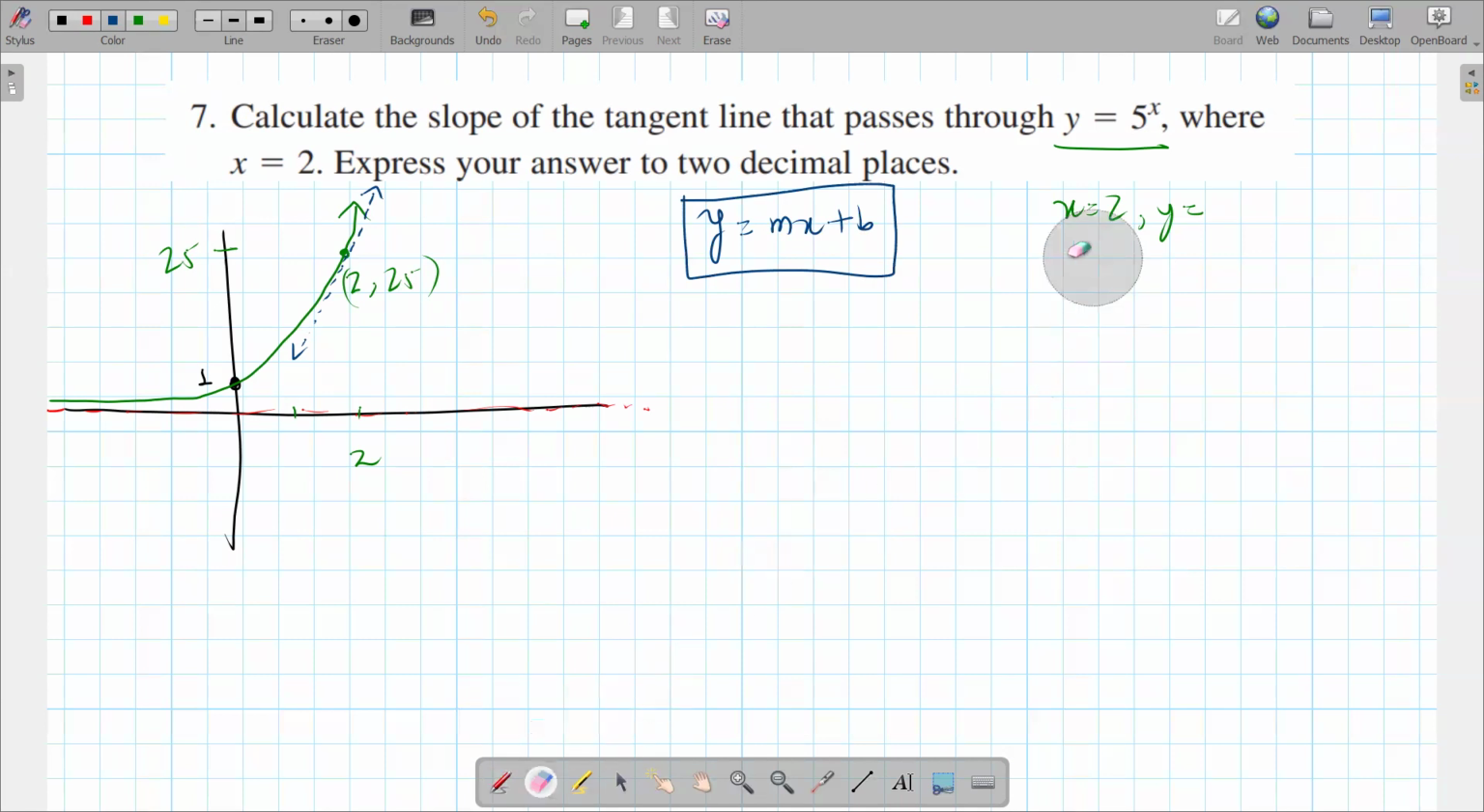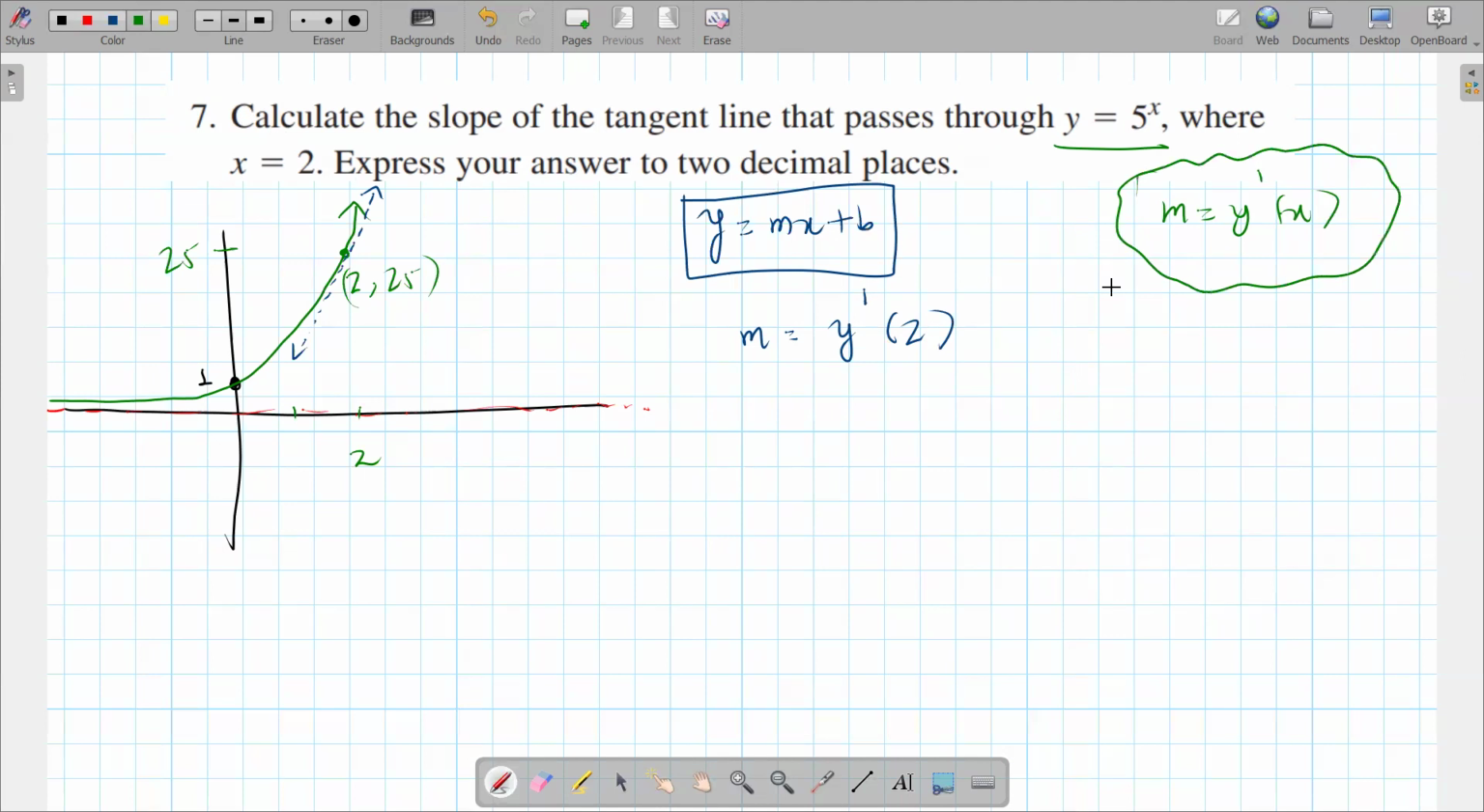Do you remember how to find m? How do we find the slope of that tangent line? We're interested in the slope. Isn't it like the first derivative? Yes, slope means the derivative. So all you have to do to find m is to find y prime at that x value. So 2, like that. m is always going to be y prime at that x value. So what's y prime for 5 to the x?